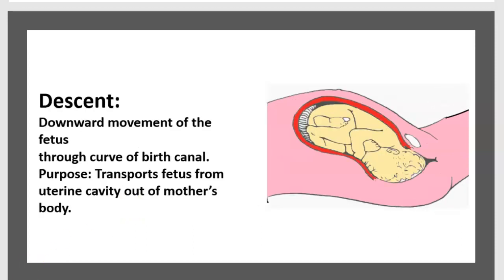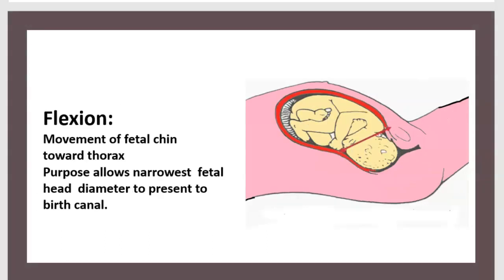Then descent, downward movement of the fetus to the curve of birth canal. Purpose, transport fetus from uterine cavity out of mother's body. Flexion, movement of fetal chin toward thorax. Purpose, allows narrowest fetal head diameter to present to birth canal.